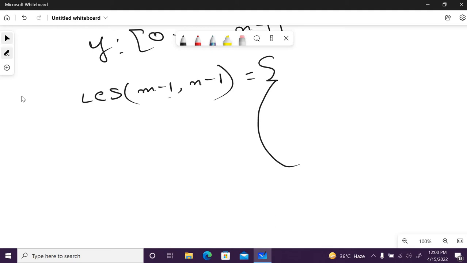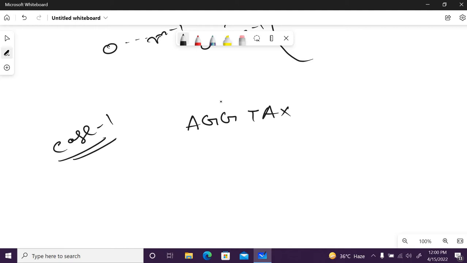So how do we find what our recursive formula will be? We know it is from 0 to m minus 1, and from 0 to n minus 1. So we will find out with an example. Case 1, two cases fall here. The case 1. Suppose we have an example A, G, G, T, A, X. Without an example, it is very difficult, right? Suppose this is our first string, and our second string is G, X, T, X, A, Y.